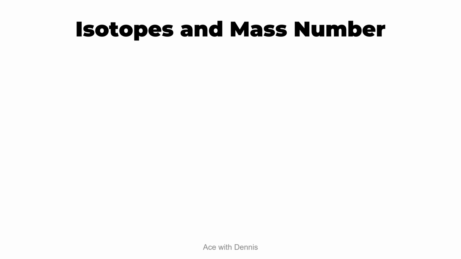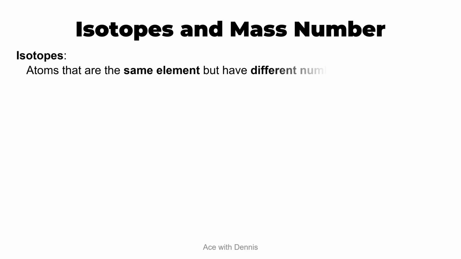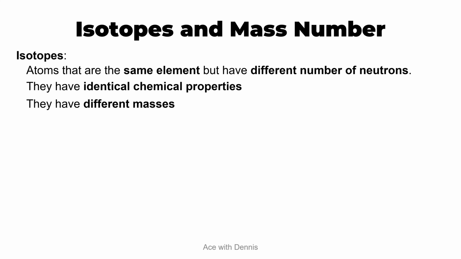Next, let us discuss isotopes and mass number. So, what are isotopes? Isotopes are atoms of the same element but have different numbers of neutrons. They have identical chemical properties, but they have different masses.